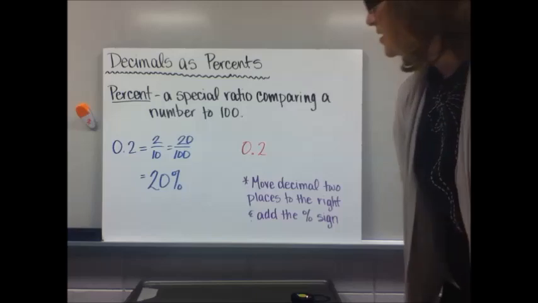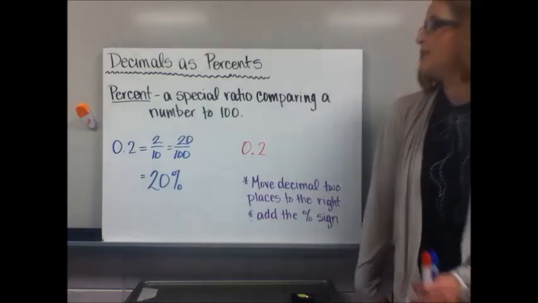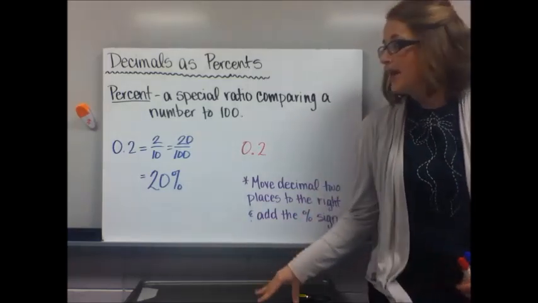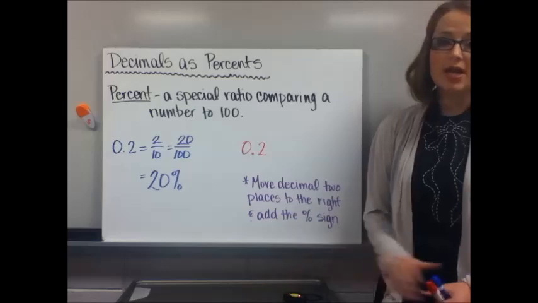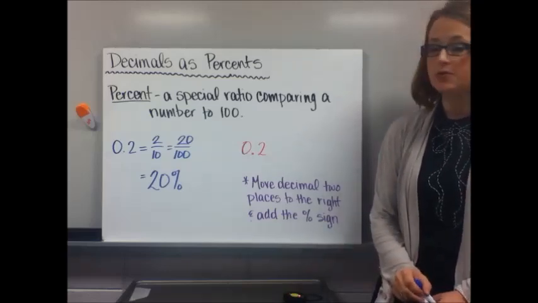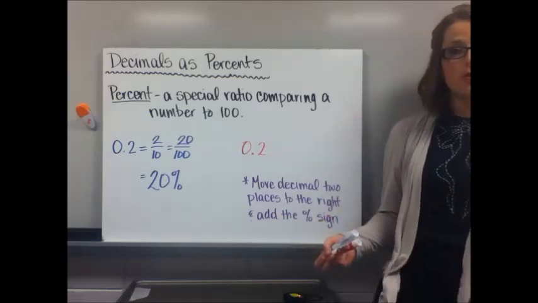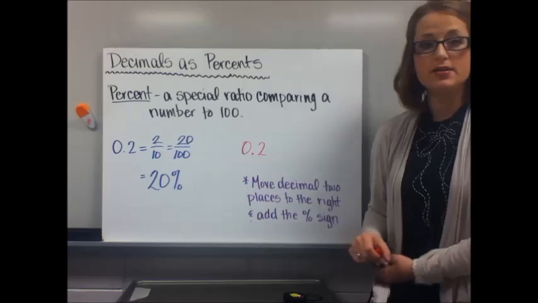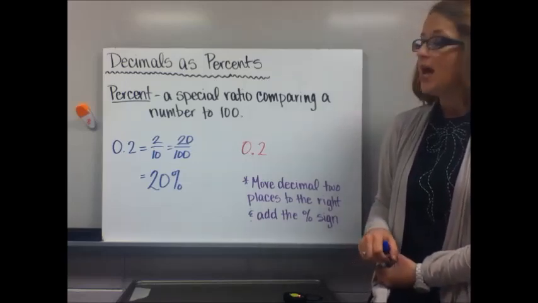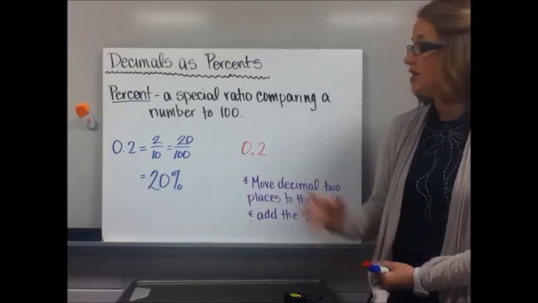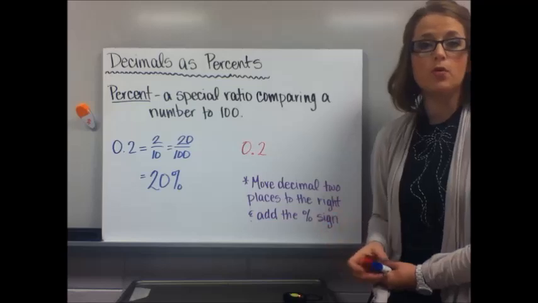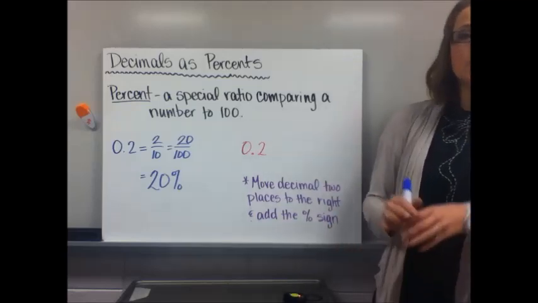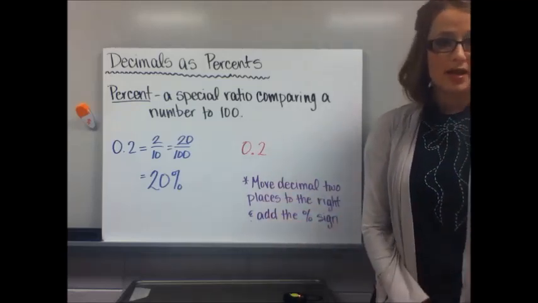So first let's talk about decimals as a percent. From your vocabulary, you should know that a percent is a special ratio comparing a number to 100. Ratio, as you already know from this unit, is a comparison of 2 numbers by division. And what makes a percent special is that second number, the bottom number, will always be 100. It's a way of putting everything on an equal playing field.